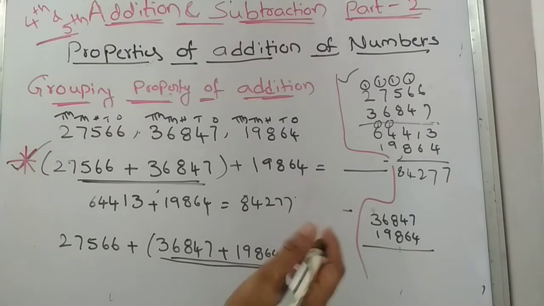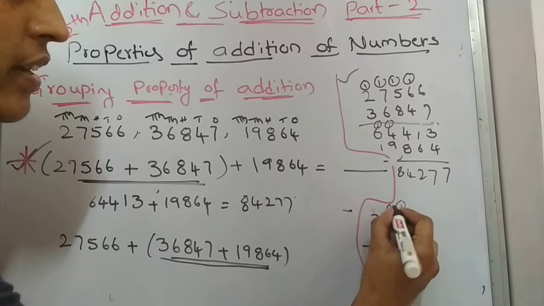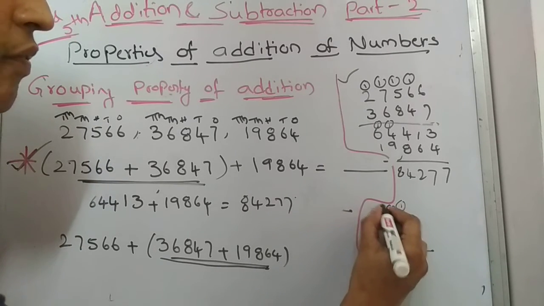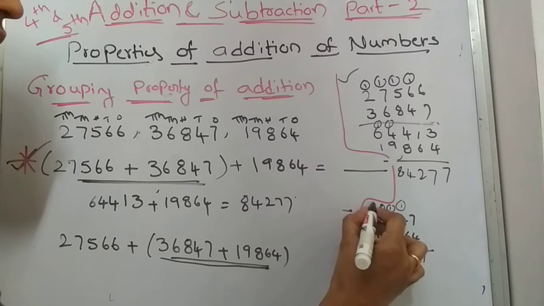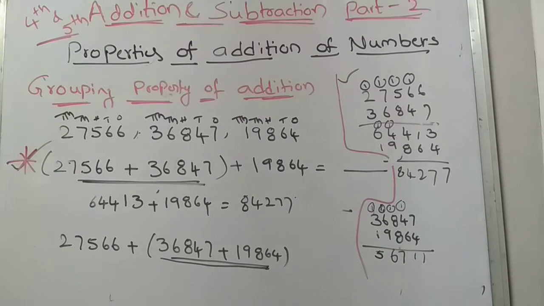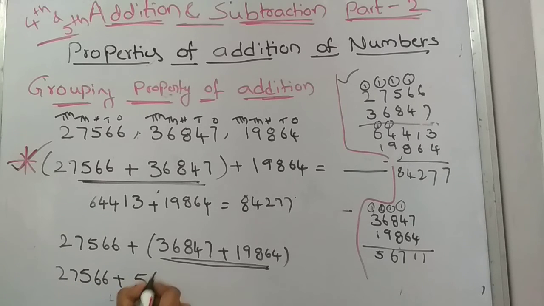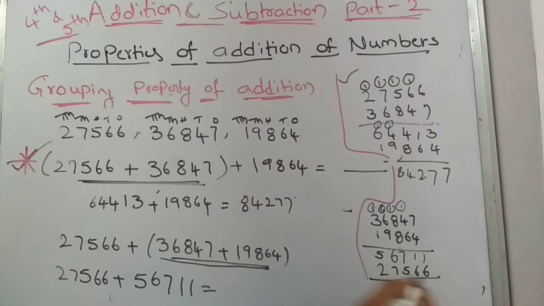7 plus 4, 11. 8 plus 8, 16, 17. 1 carry over, 7. 9 plus 1, 10. 10 plus 6, 16. 3, 4, 5. What will we get? 27566 plus 56711. Again I'm getting this sum, 56711. Again I have to add 27566.